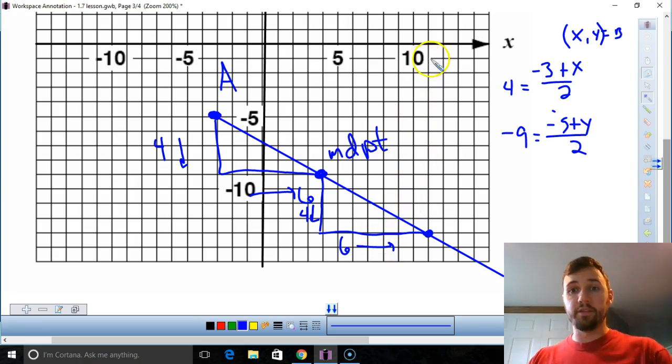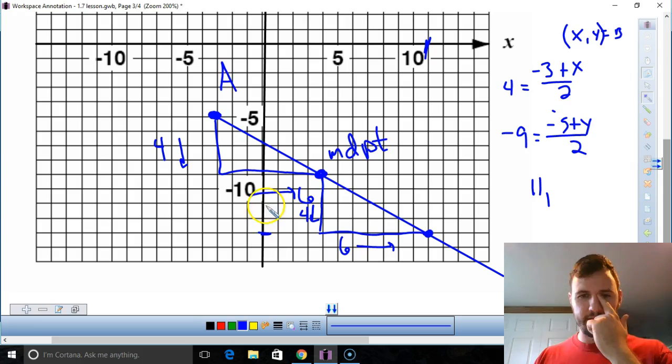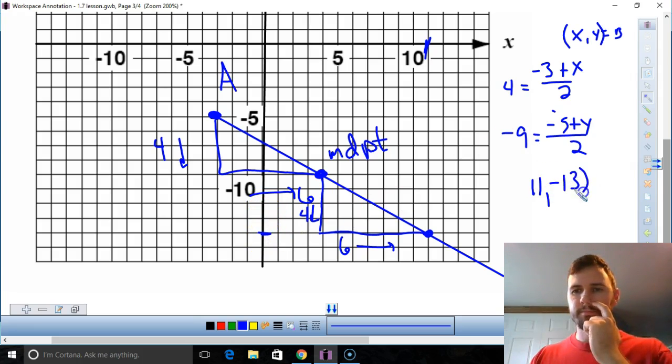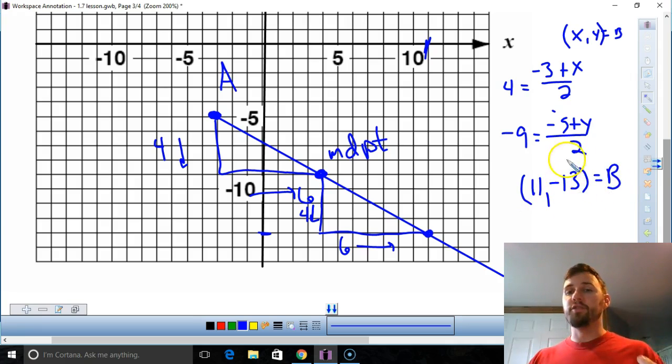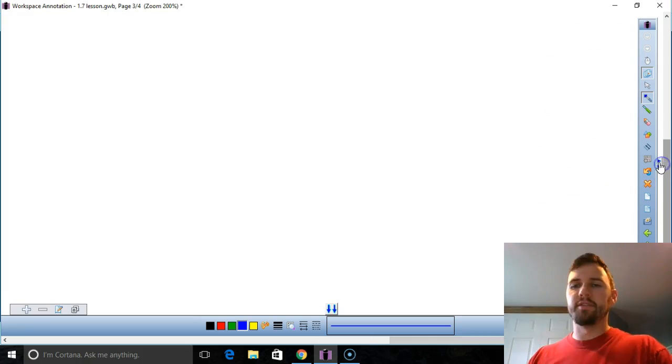And then I just look at my graph. That's the point 11, because I went over 11. I went down negative 10, 11, 12, 13. That's B. All right.